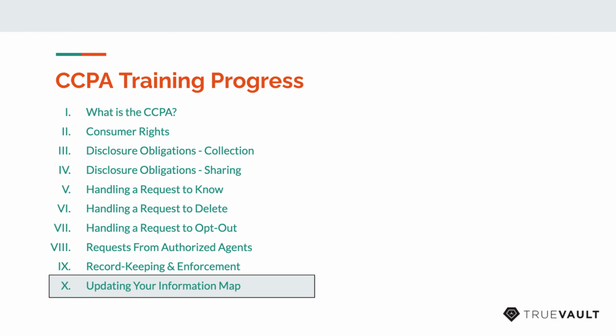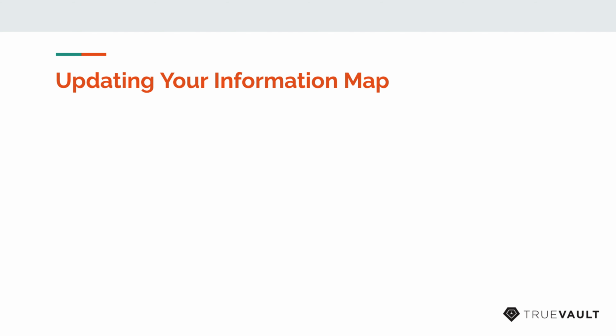Finally, we'll learn about the importance of updating your information map. The accuracy of a business's responses to consumer CCPA requests depends on its commitment to keeping its information map updated to reflect current personal information collection and sharing practices. An information map is simply a depiction of the flow of information into and out of an organization. Businesses should follow a few important steps to keep information maps up to date.